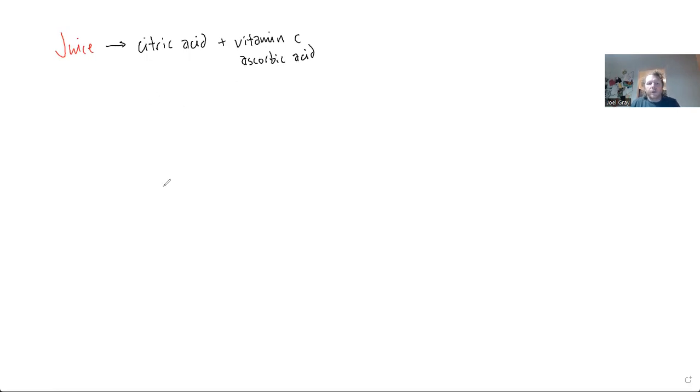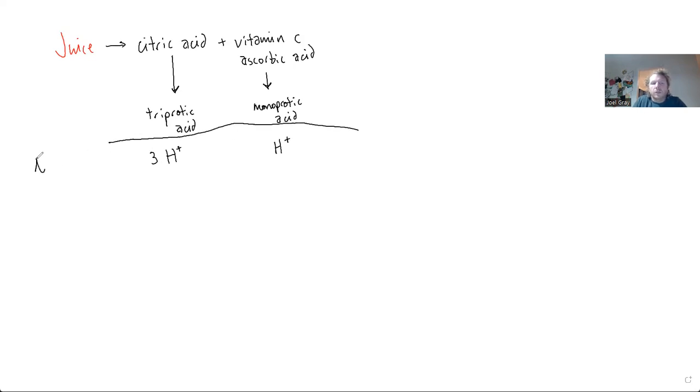Now, for this experiment, what you'll need to know about these two acids is that citric acid is what's known as a triprotic acid. What that means is this is a molecule that can donate a total of 3 protons. Vitamin C is what's known as a monoprotic acid, and therefore it can donate a total of 1 proton. Now, combining these 3 protons from citric acid and this 1 proton from vitamin C, we are going to neutralize them with a strong base known as sodium hydroxide.